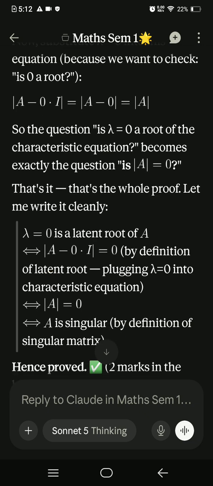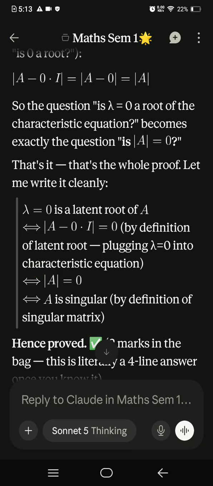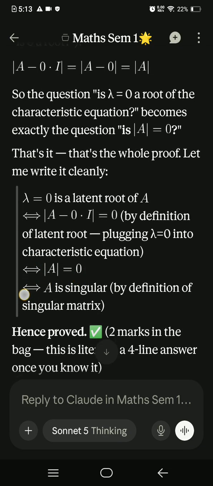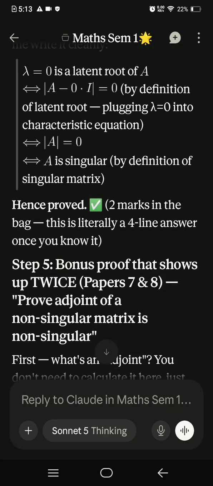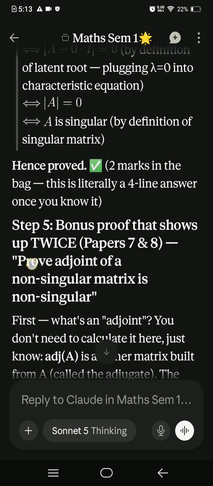So if lambda equals 0 is a latent root of A, by definition of latent root, plugging lambda equals 0 into the characteristic equation, it satisfies. Then A is singular, because by definition of singular matrices, if the determinant of a matrix is 0, then it's called singular, right? So hence proved. 2 marks in the bag. This is literally a 4-line answer once you know it.